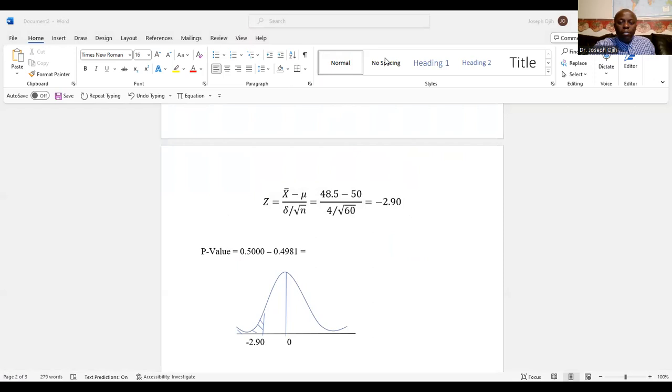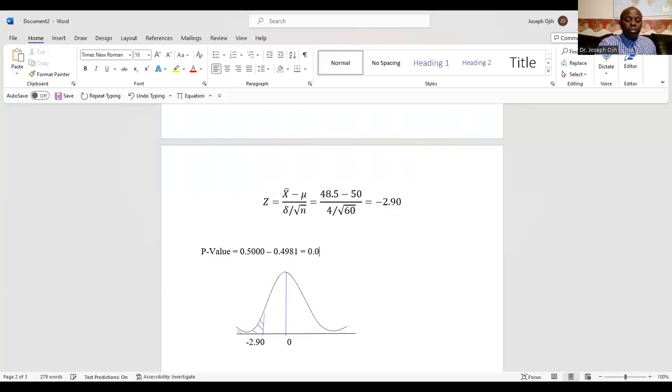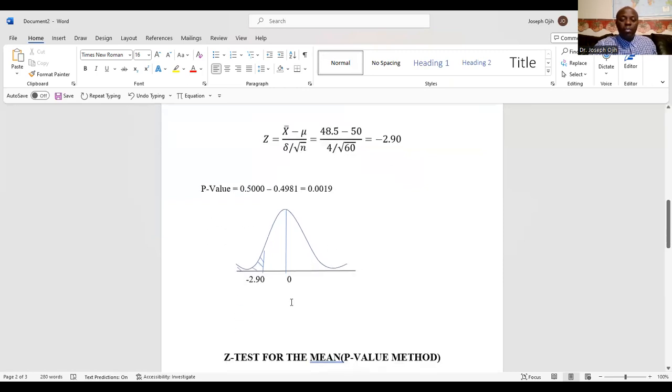Okay, we have 0.5 minus 0.4981. That is 0.0019. And that's the answer. That's the p-value right there. So now we're ready to make a decision.